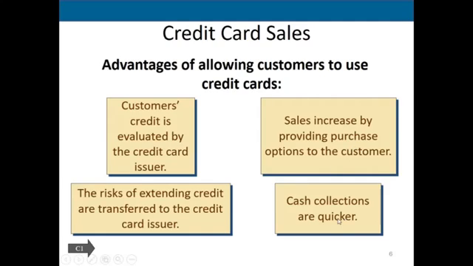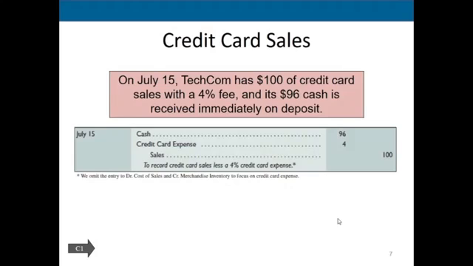Cash collections are also quicker because the credit card company is going to pay us in a certain amount of time. We don't have to worry about chasing a customer down. Here's an example of what happens with a credit card. On July 15, TechCom has $100 of credit card sales with a 4% fee. $96 cash is received immediately on deposit.